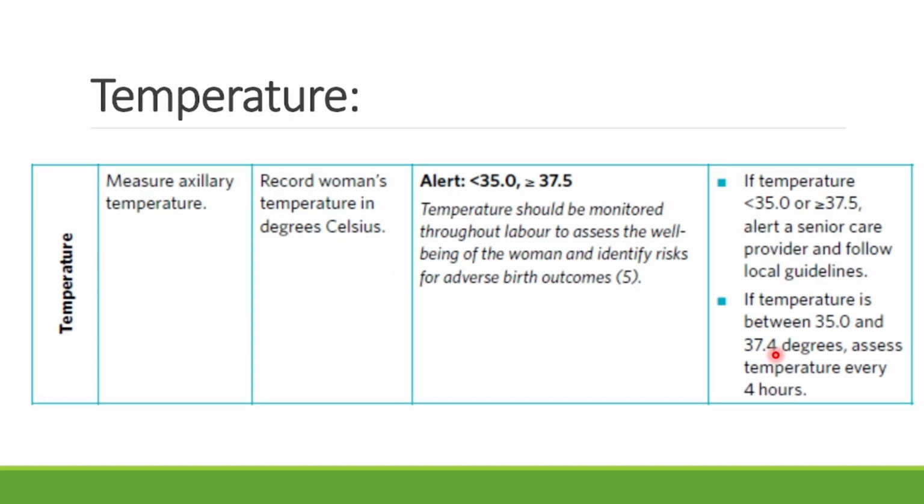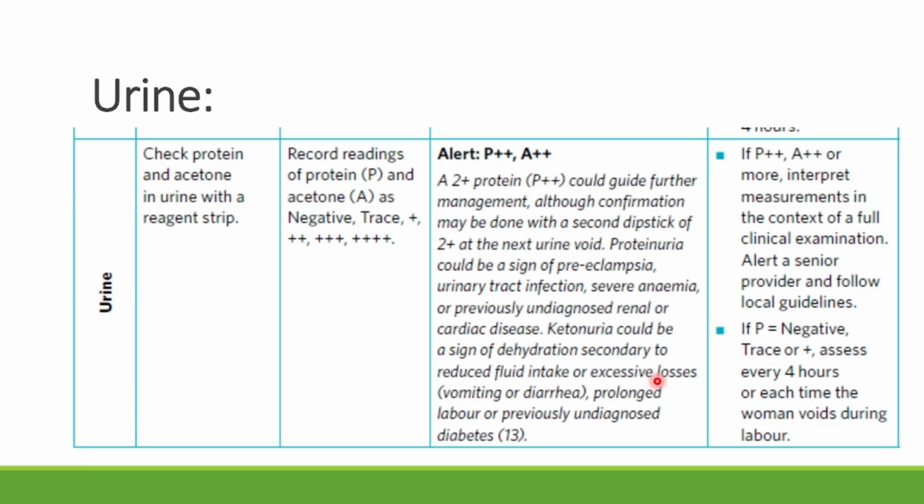The axillary temperature is recorded, normal up to 37.5. If it is more, this indicates an alert, so we encircle with red, and we should follow the local guidelines. However, if the temperature is normal, check every 4 hours.